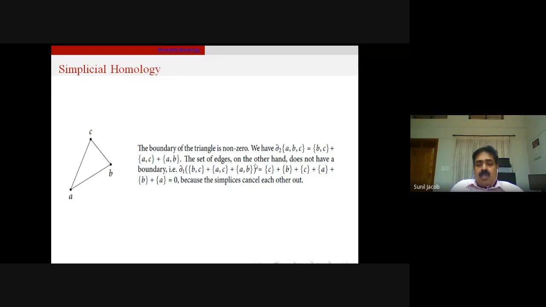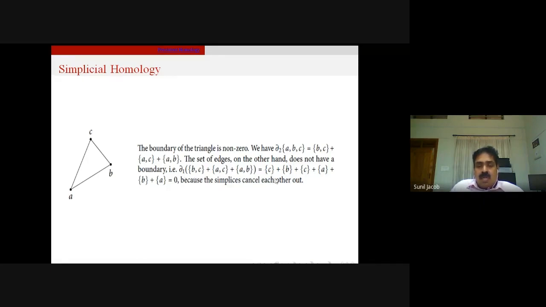And these edges, on the other hand, do not have a boundary. That is, if you go for this, the boundary of these edges, which are in one dimension, therefore dou 1 of these three: dou 1 of BC, we just remove B, you get C; just remove C, you get B.